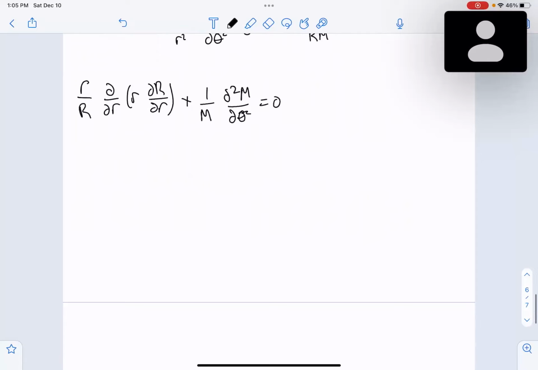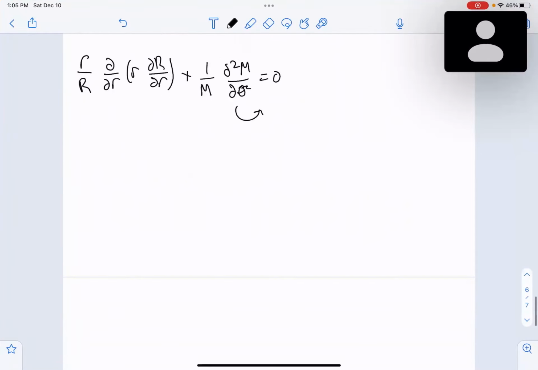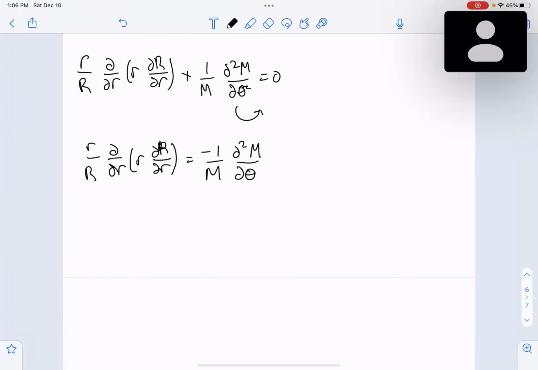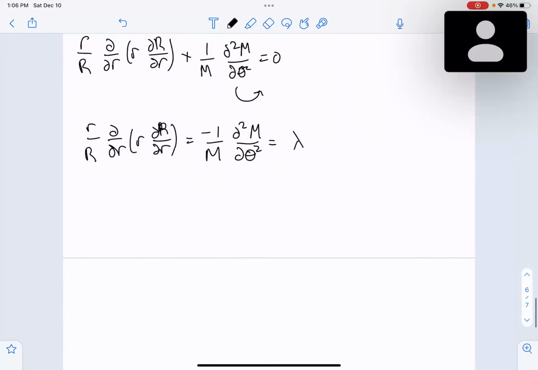Straightforward enough. We're going to move this to the other side, get our eigenvalue equations here. r over R, d/dr of r dR/dr is equal to minus 1 over M, d squared M over d theta squared is equal to some constant lambda. This isn't new, hopefully. Just equating that to lambda is how we do our separation of variables essentially every time.